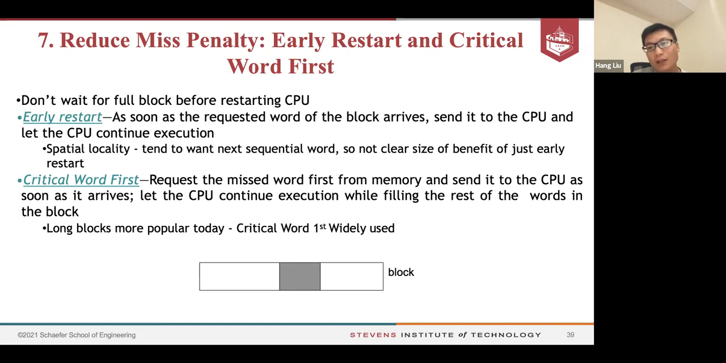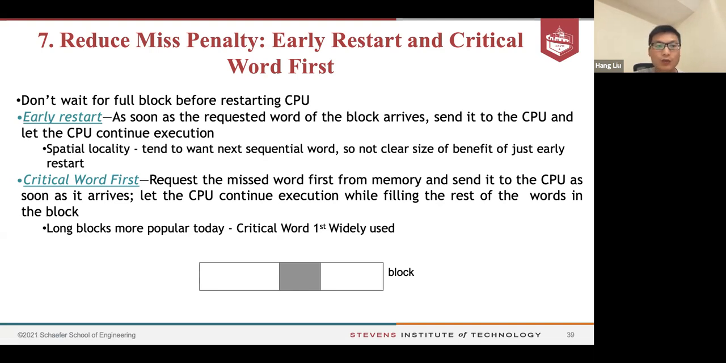So in the first 6 techniques, we try to either make the hit time shorter or increase the bandwidth, but there are chances we have to miss no matter what. So when we have the miss, how do we reduce the miss penalty? We can do early restart and critical word first. Basically, we don't wait until the full block arrives before we restart the CPU, right? If we see it's a miss, okay, let's quickly retrieve the data of interest and send it to the CPU, and let the CPU continue execution.